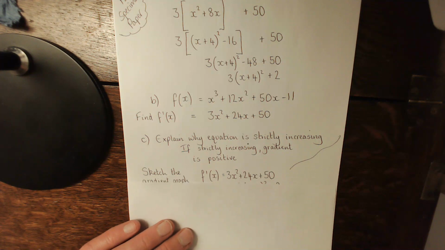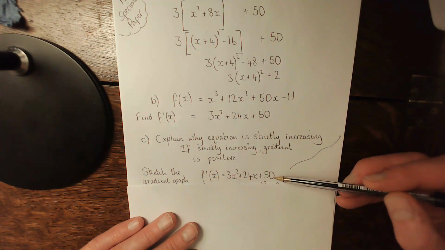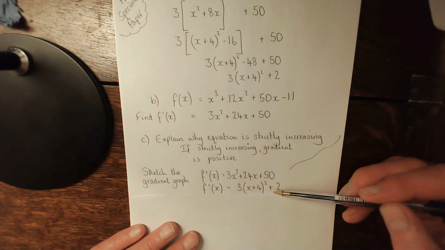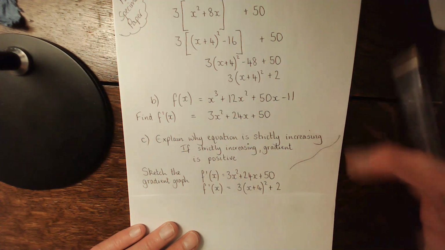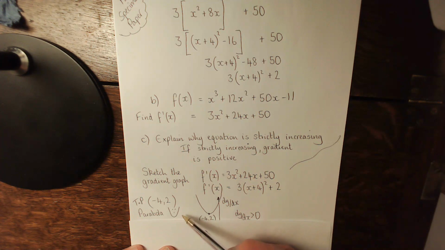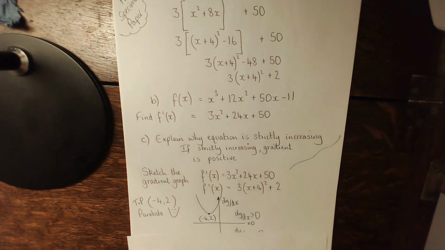So what do we do? We've worked out in part B that that is your gradient function. So I'm wanting you to sketch a graph of this gradient function. I hope you've noticed that this is the same function that we had in the first part of the question. So we've already completed the square, and if you complete the square, then you can happily work out a turning point. We happily know that it's a parabola, and it's a smiley face because my x squared term is positive.